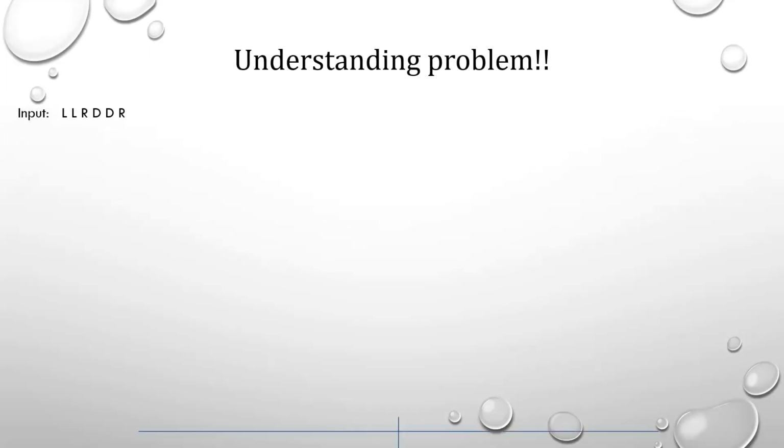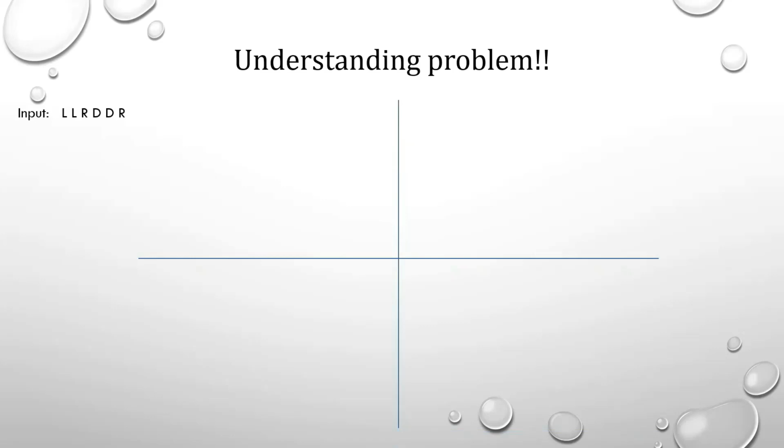If that's our input, and imagine this is our graph, x-axis and y-axis. Our first letter says L, so let's move left, L again, move left, then we have R, so we move right, and then we have D for down, so we move down, and another D, so we move down again, and then R, so we move right. Depending on what our x-axis and y-axis says, our result is going to be like this: x is 0 and y is at -2. So that's how we're going to do that.